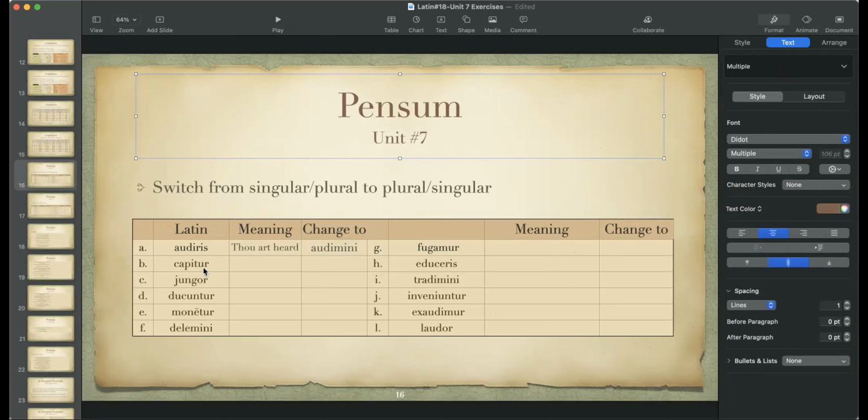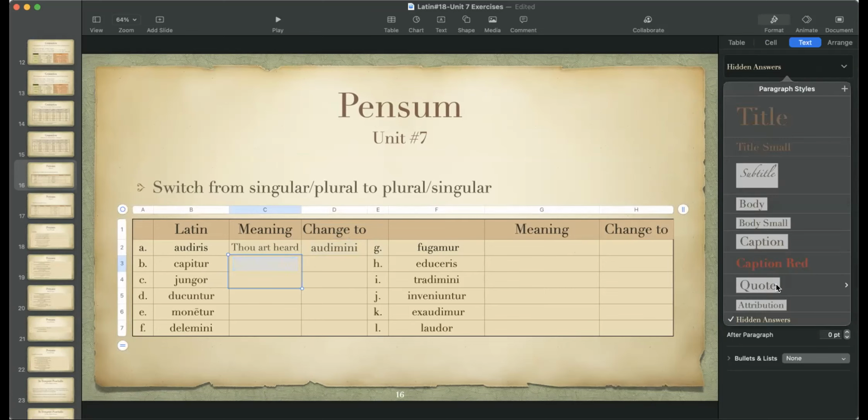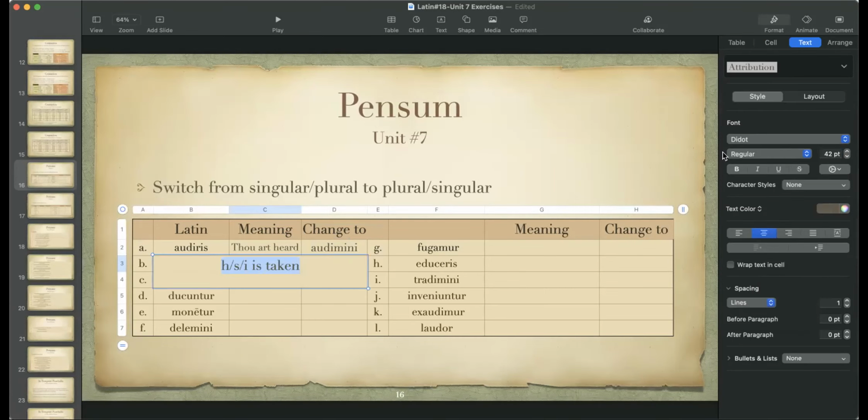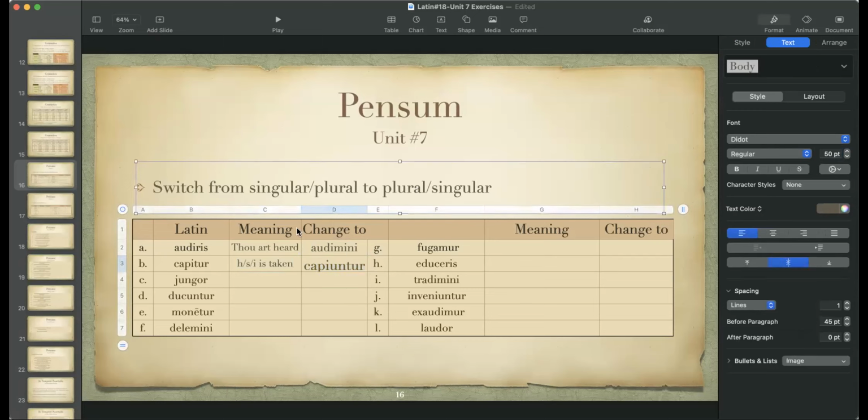Right, he, she, it is being taken, is being captured. No, I'm not a herd. Let's see here. There. And then the plural, capiuntur, right. Capiuntur. Would help if I actually made it. There. Good.